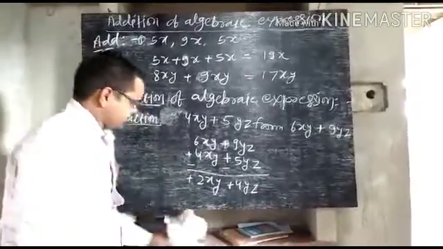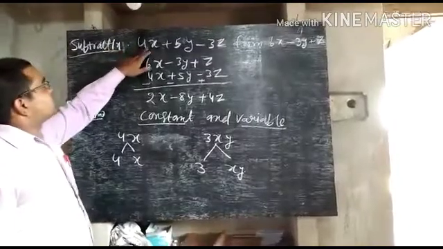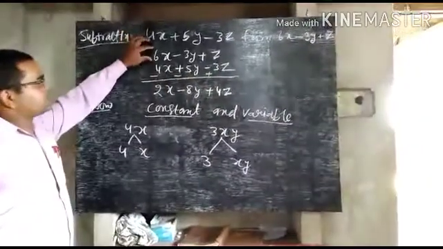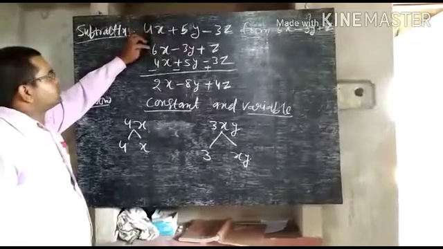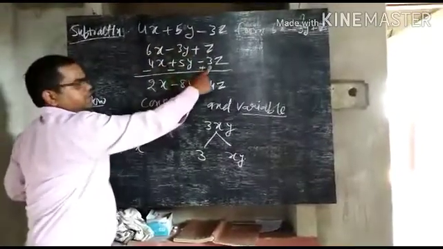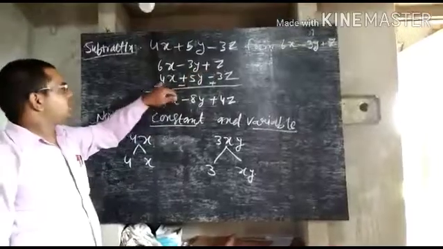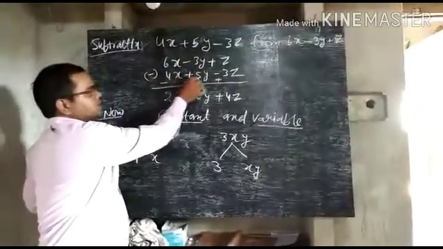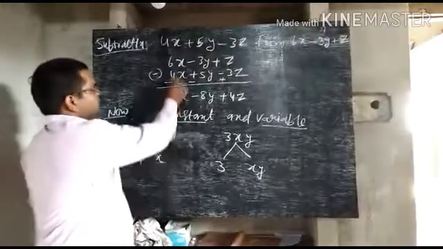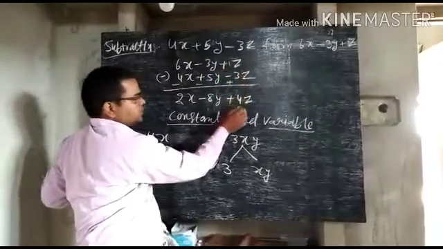Okay, next thing. Next question, subtraction: subtract 4x plus 5y minus 3z from 6x minus 3y plus z. We write at first like terms: 6x minus 3y plus z, again 4x plus 5y minus 3z. We subtract these two expressions. 6x minus 3y plus z, minus sign for subtraction, 4x minus 5y plus 3z. 6 minus 4 is equal to 2x, and minus 3 minus 5 is equal to minus 8y, and 1 plus 3 is equal to 4z.